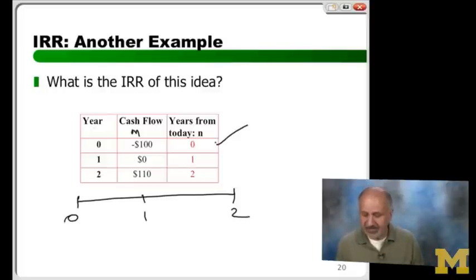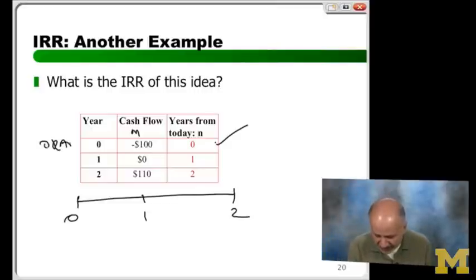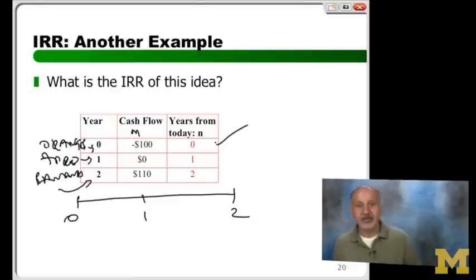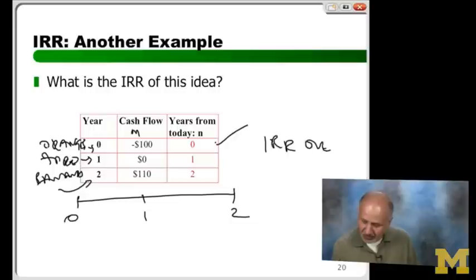So 110 in year 2. Are the numbers the same? Yep. But what have I done? I have oranges times 0, apples times 1, and now I've thrown in bananas times 2. So by shifting time by 1, what have I done? I've made life a little bit miserable, and that's why you have formulas. Okay, so what is the IRR over 2 years?